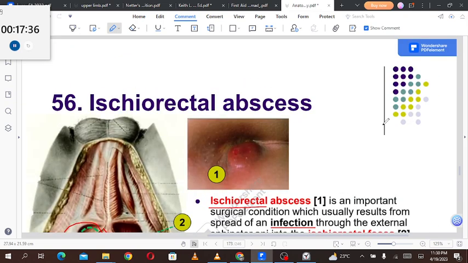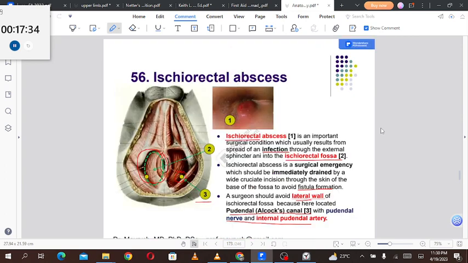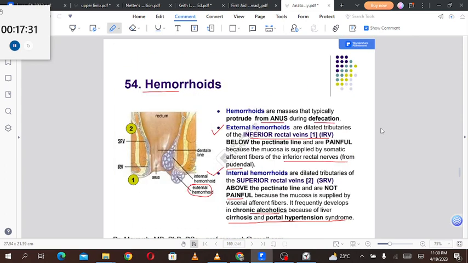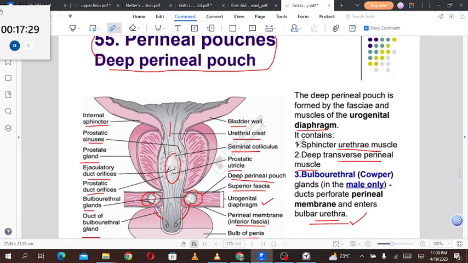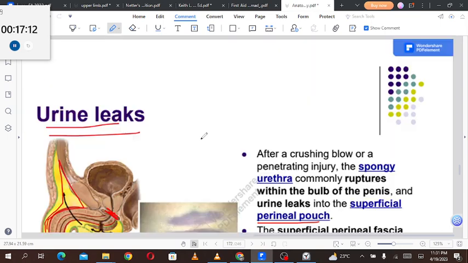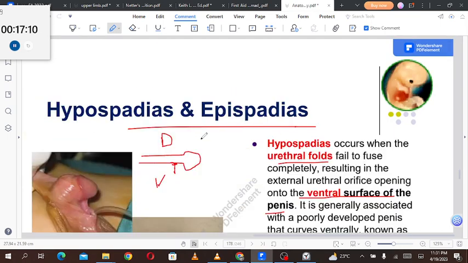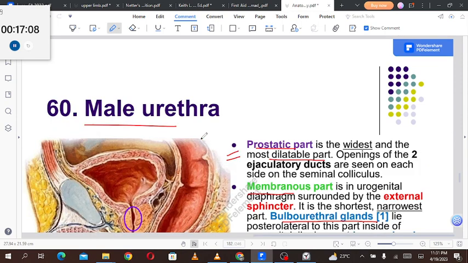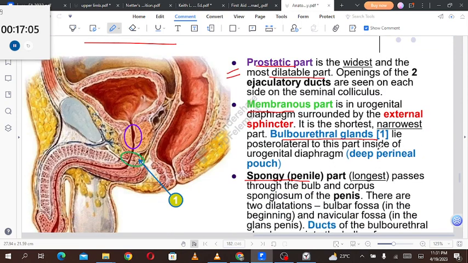Here you can see the prostatic part, and then here we have the membranous part that is present in the urogenital diaphragm, and both bulbourethral glands are located posterolateral to that, inside the urogenital diaphragm.